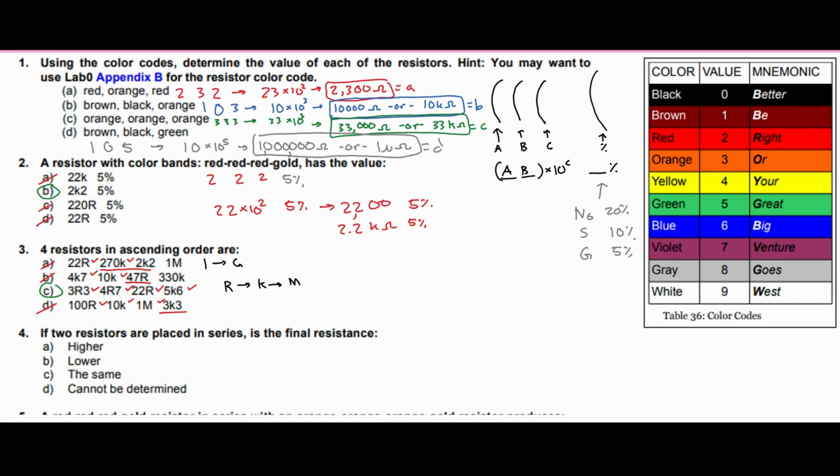In part 4 we have, if 2 resistors are placed in series, what is the final resistance? Is it higher, lower, the same, or can it not be determined? Well, it can always be determined, so it's either going to be higher, lower, or the same. So when we draw this out, we have a resistor like this, and then we have a resistor like this. They're both in series. This can also be drawn like this. They're both the same. And we know that resistors in series are just going to add together. And if they add together, it's going to give us a larger number. So that means that the resistance as added together is going to be higher.